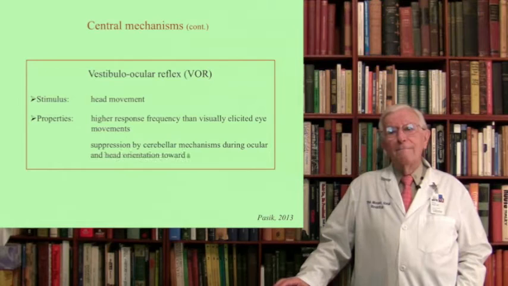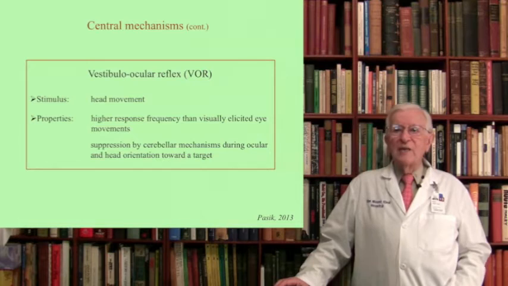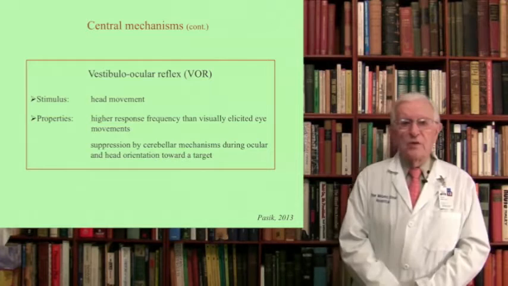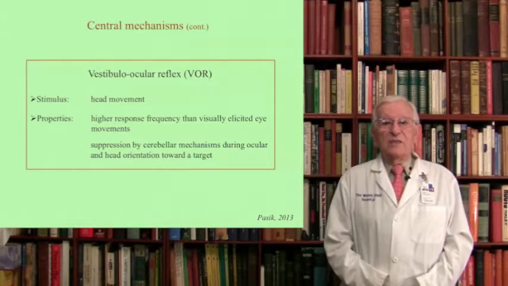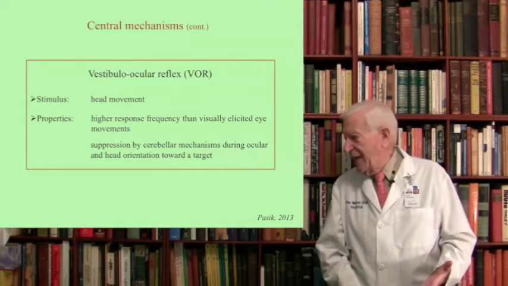An interesting property of the VOR also is that it's suppressed by cerebellar mechanisms during ocular and head orientation towards a target. What does it mean? Well, some people can keep the head still and then if they want to look to the right, they just move the eyes to the right. But you don't do that. If I want to see something on the right, I orient my head and eyes to the right. The head goes together with the eyes.